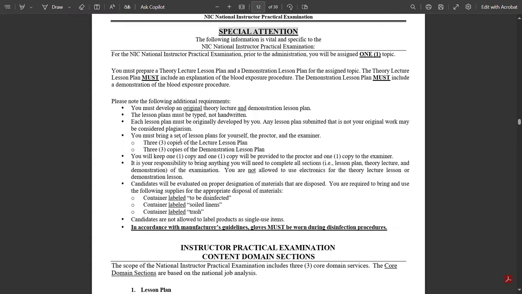You should bring a set, or you have to bring a set of lesson plans for yourself, the proctor, and the examiner. So if you're taking an in-person exam, you will need 3 copies of each of your lesson plans. So that means 6 copies total. 3 copies of the lecture, 3 copies of the demonstration. And if you're taking a remote exam, you will just email them your lesson plans in advance.